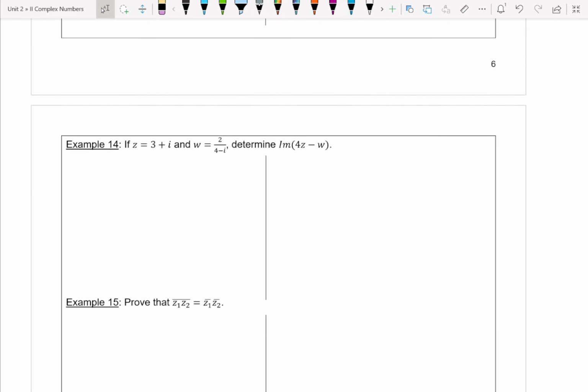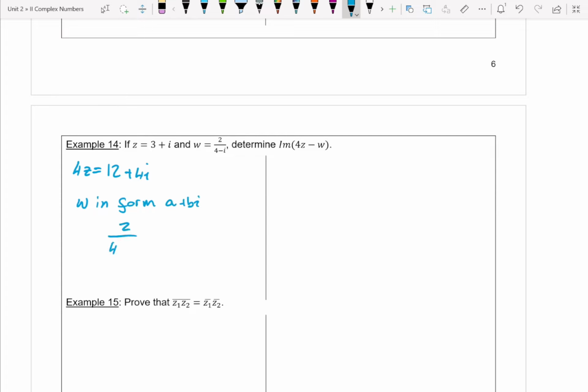Example 14. If z equals 3 plus i and w equals 2 over 4 minus i, determine the imaginary part of the difference of 4z and w. So 4z we first need to find, which is just going to be 12 plus 4i. We then need to find what w is in the form a plus bi.